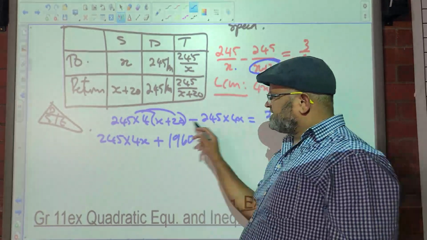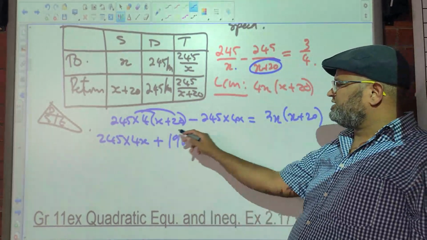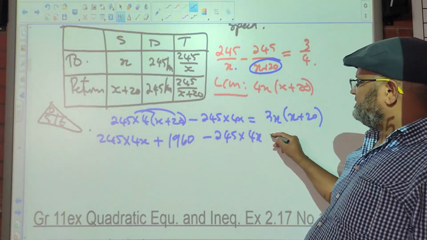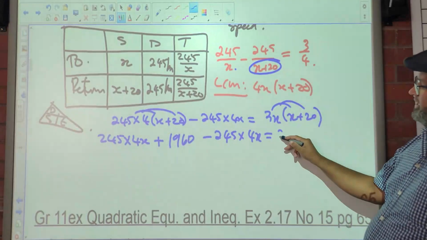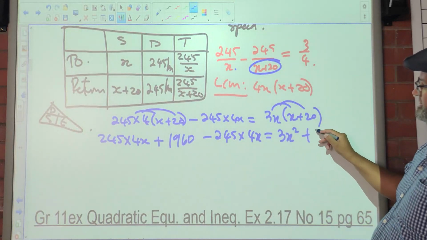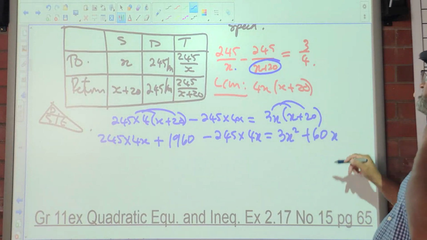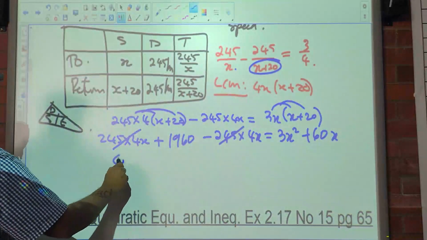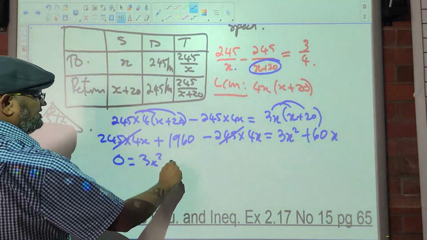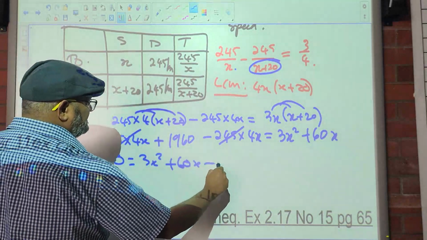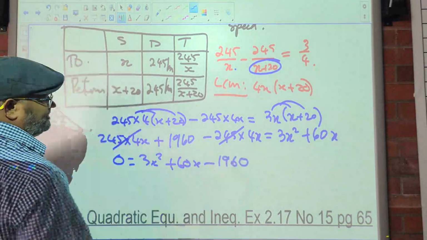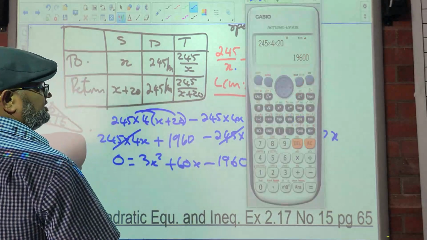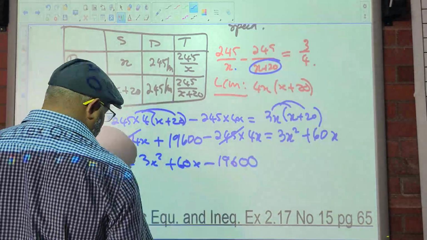But I'm not going to multiply this out. See, that's already cancelling. Can you see that? It's minus 245 times 4x is equal to 3x squared plus 60x. Now, of course, that cancels. Quadratic, I take everything to one side, so 0 is equal to 3x squared plus 60x minus 19,600. Yes, 19,600. Thank you.